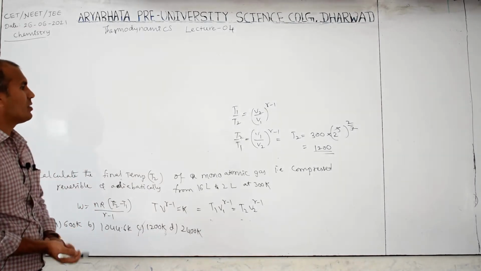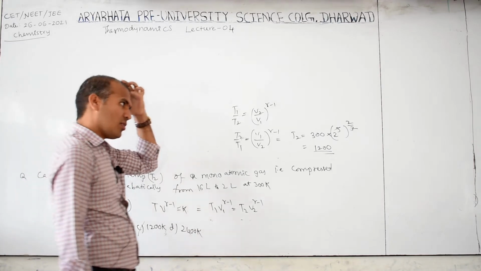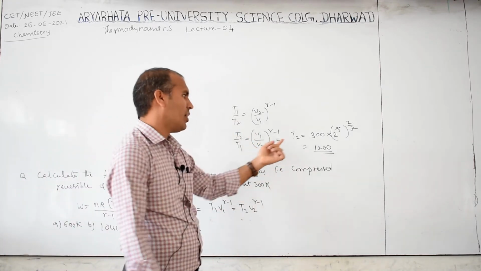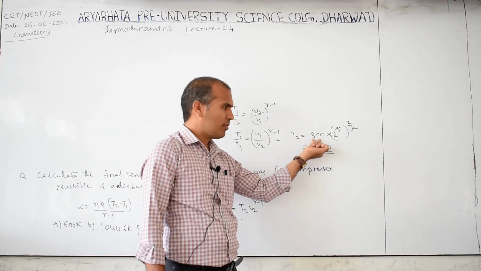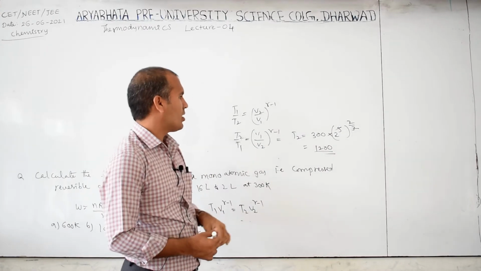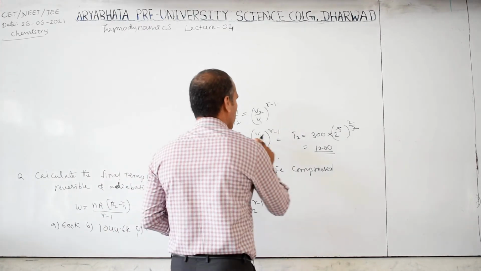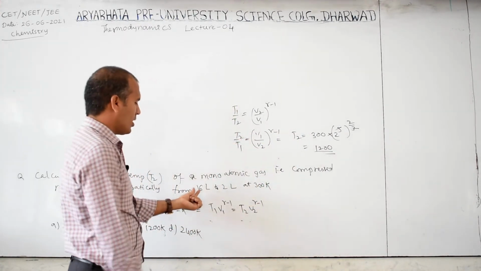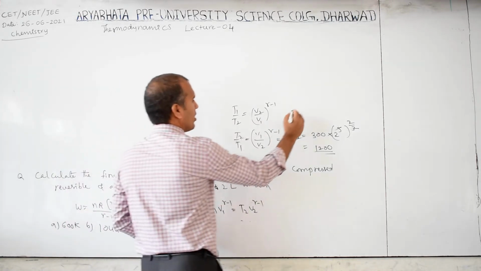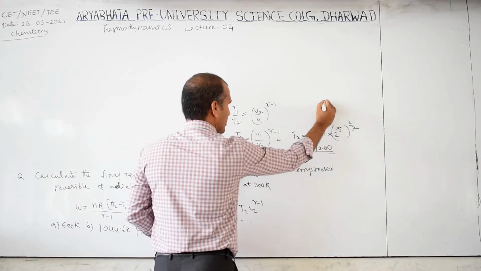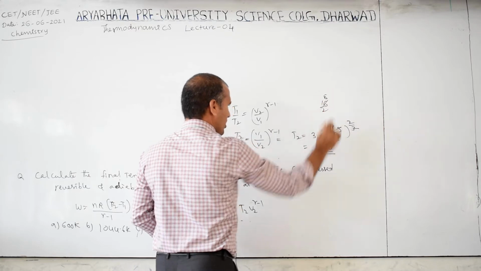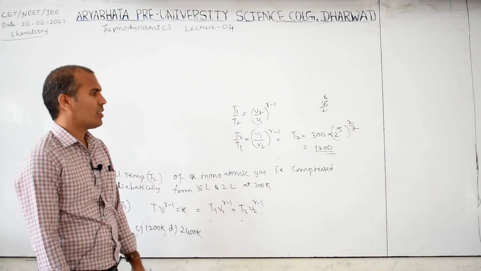In the previous class, I discussed this question that is not completed now. Actually, this is 300, that is T1 temperature. Then this is V1 by V2. It is compressed 16 to 2 liter. Therefore, 16 by 2 means this is 8. 8 we can write as 2 power 3.